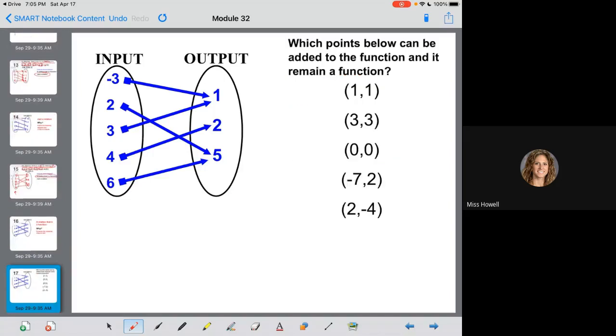All right, let's see, which ones could we add here? In your head, make a list. Which ones: (1, 1), (3, 3), (0, 0), (-7, 2), and (2, -4). Which ones could we add and this remain a function?